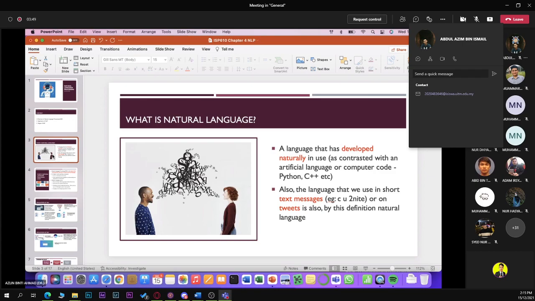Okay. What is natural language? Before we move to natural language processing, let's look at the definition of natural language. So natural language is a language that is developed naturally by the human. So this is not a language that you need to program like Python, C++ or any language. This is the human language. Okay, so this will also include the text messages or the social media posts that you have posted to your social media account. Those are natural language, meaning that the language that is developed or produced by a human.